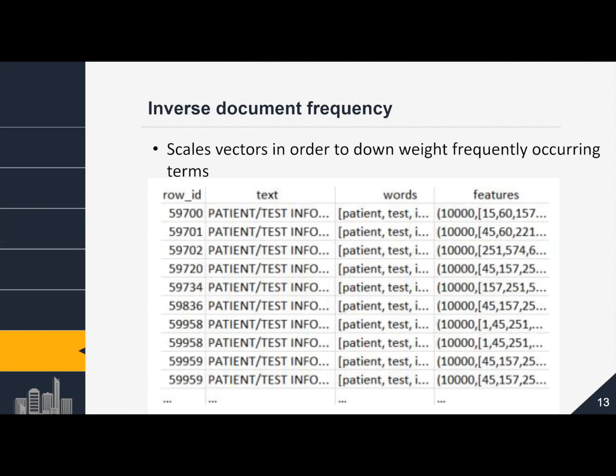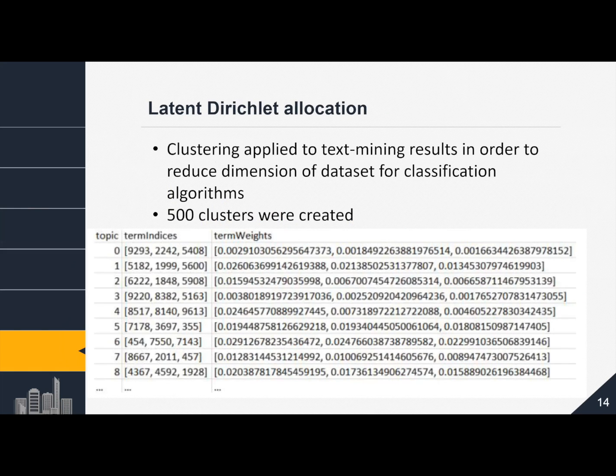The fourth step is to scale the vectors in order to downweight the frequently occurring terms. The last step is clustering applied to the text mining results in order to reduce the dimension of the data set for the classification algorithm. So in total, 500 clusters were created.